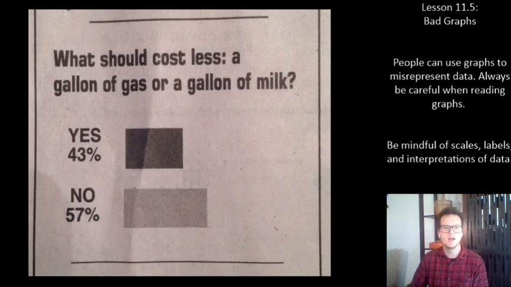All right, here's another bad graph. What should cost less, a gallon of gas or a gallon of milk? This was from a newspaper poll. Sometimes I feel like this when I ask a question of the day in class, I'll ask a this or that question, and about 43% say yes, and the others say no. When of course the only reasonable responses here are gas or milk. Bummer.